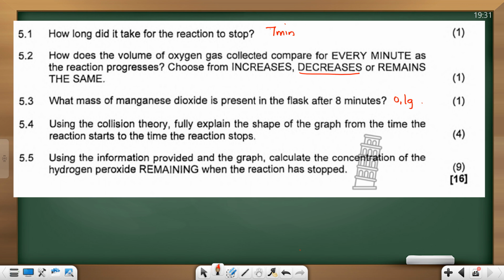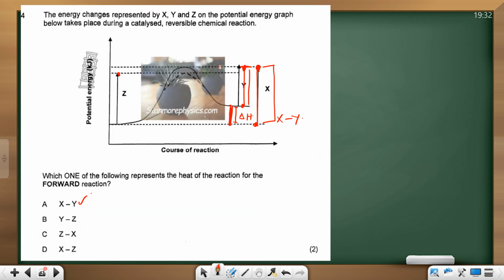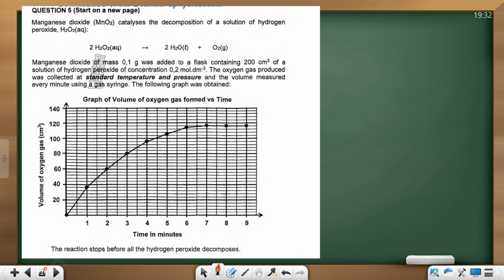Do we need to do this before we go? Use the information provided and the graph. Calculate the concentration of hydrogen peroxide remaining. Let's run through it together. What are we looking for? Concentration of hydrogen peroxide remaining. Beautiful. Let's quickly get our equation. We start by writing the equation. It's hydrogen peroxide to give us what? Oxygen and water.